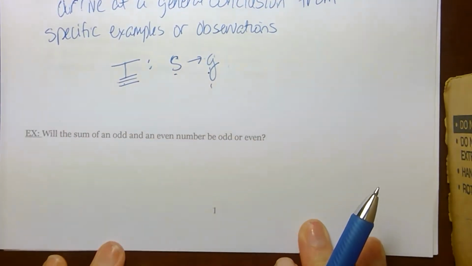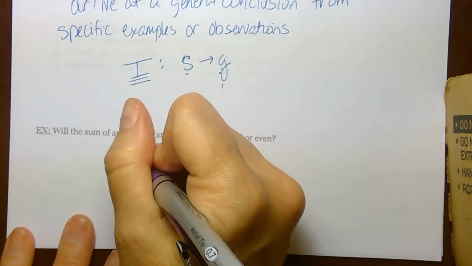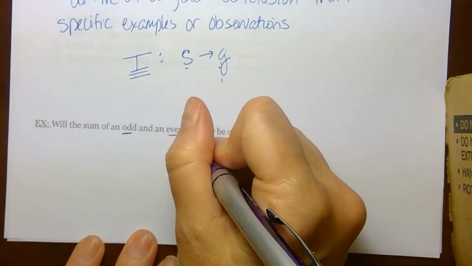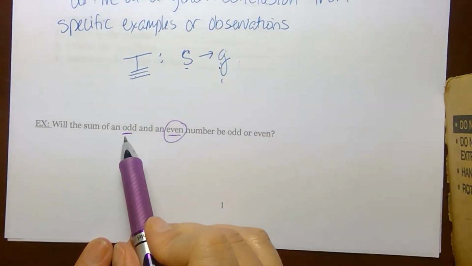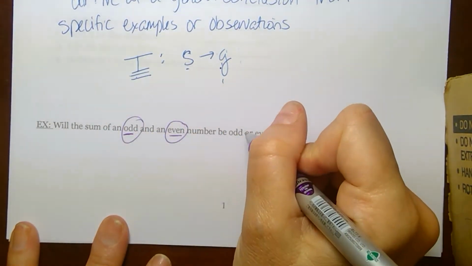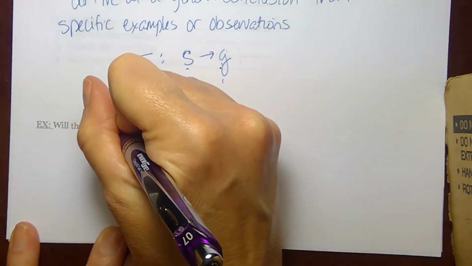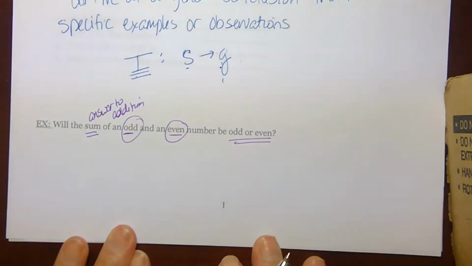Now let's do a mathematical example of inductive reasoning. Will the sum of an odd and an even number be odd or even? Well, first let's talk about what these terms mean, odd versus even. Usually we start by thinking about what an even number is. An even number is divisible by 2. An odd number is not divisible by 2. So if I add together an odd number to an even number, will the sum of that, and the sum is the answer to an addition problem, be odd or even?